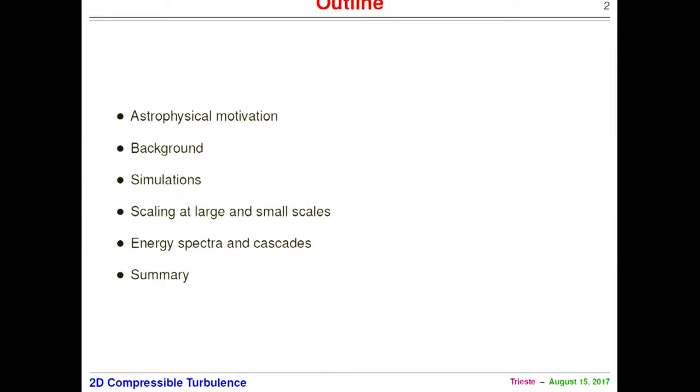My plan is very simple. I would like to start with an astrophysical motivation for this study, and then I will give some background information about two-dimensional turbulence in general. Then I will talk about simulations of compressible turbulence in 2D. And then I will discuss results which mostly are related to scaling at large and small scales, and energy spectra and cascades in this case. The picture in compressible turbulence is substantially more rich than in the incompressible 2D, so I think it should be interesting for this audience.